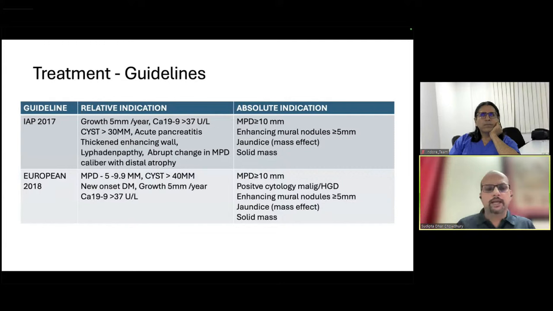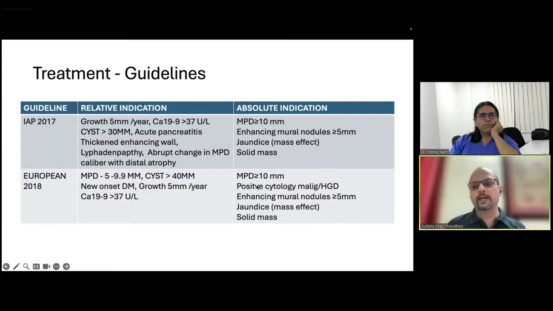Now, there are multiple guidelines. For the purpose of the talk, I have just restricted to two major guidelines. These include the IAP guideline of 2017, or the International Consensus Guidelines, and the European Guidelines of 2018. Now, if there's an absolute indication for treating a patient in IAP guidelines, it is an MPD more than 10 millimeters, enhancing mural nodules, jaundice, or a solid mass, as in the high-risk feature.